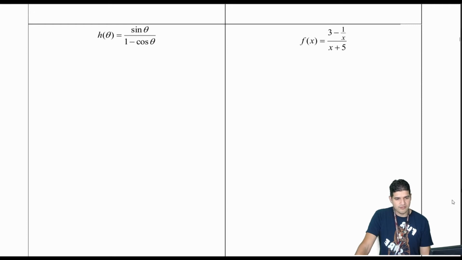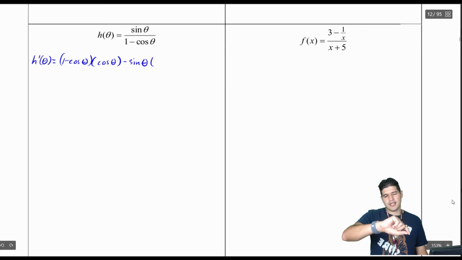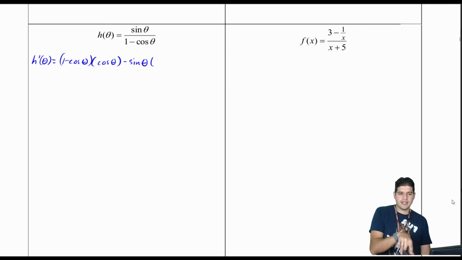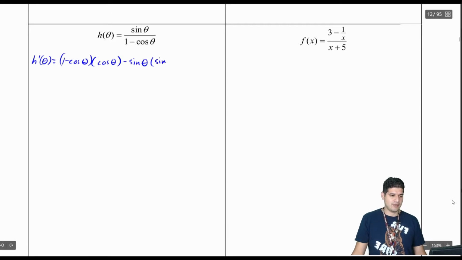And we want to find this derivative, so h prime of theta, all right? And that's going to be 1 minus cosine theta times the derivative of sine, which is cosine, minus sine theta, and then the derivative of the denominator. So that's negative cosine, and the derivative of cosine is negative sine, so negative, negative, so I get sine theta here. And then square that denominator, 1 minus cosine theta squared.